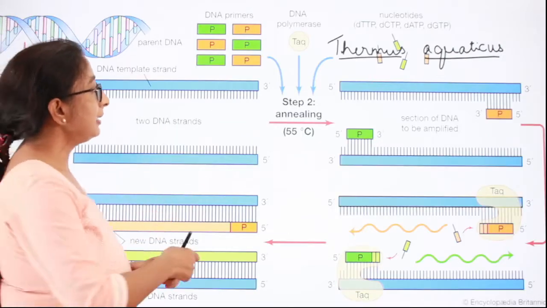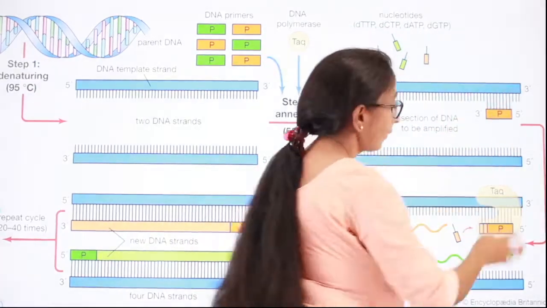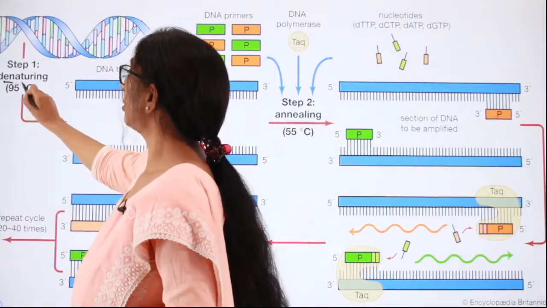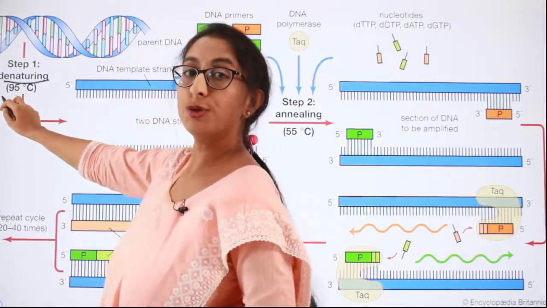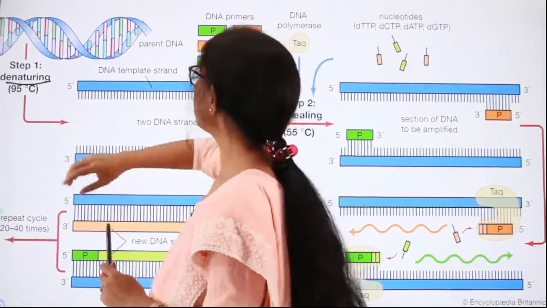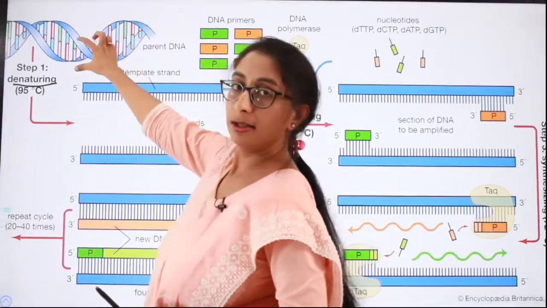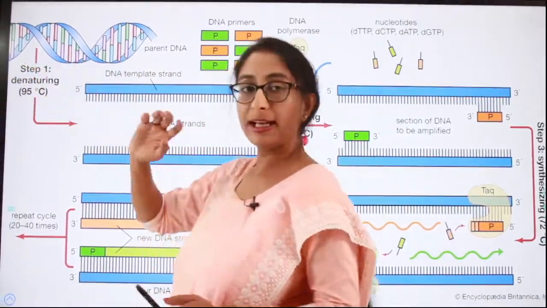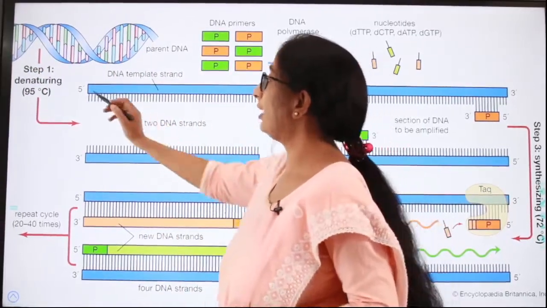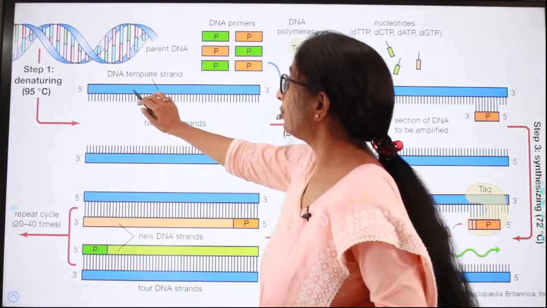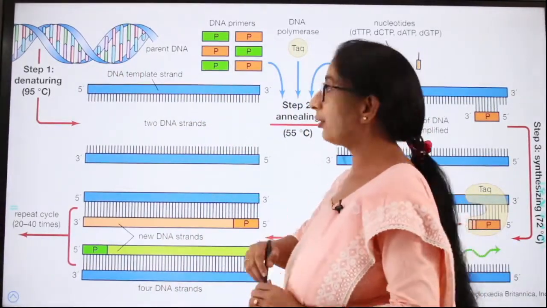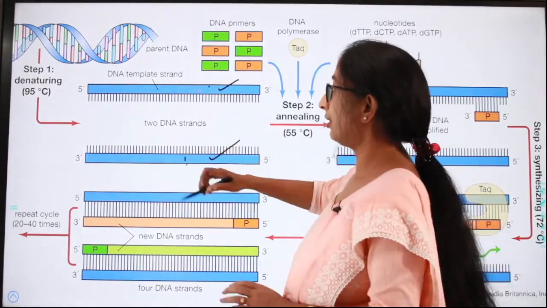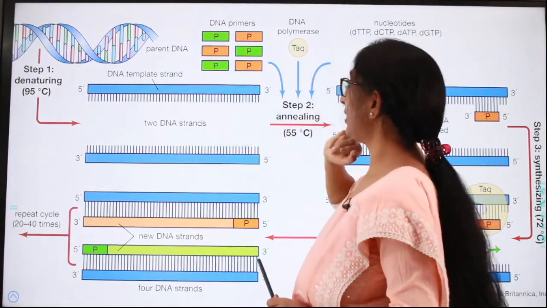I will also explain this with the help of a diagram. This is the first step, called denaturation. Here we are increasing the temperature to 95 degrees Celsius. What happens here? We have the double helical structure of DNA, and because of the increase in temperature, that is, by increasing the temperature to 95 degrees Celsius, the double stranded DNA molecule separates into 2 single strands. This is one strand and this is the other strand. So we have 2 DNA strands over here.